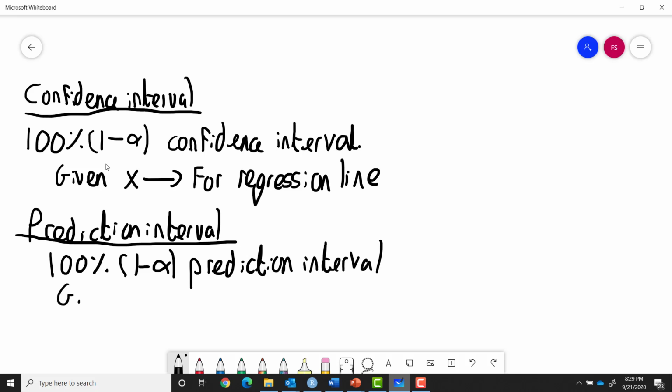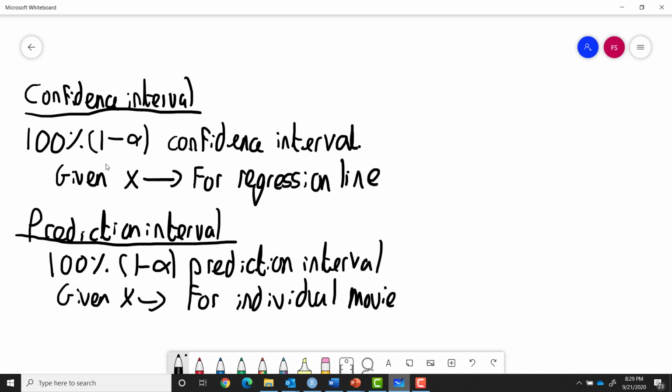So, given x, this gives a prediction for the individual movies. Say if we have a tweet rate of 100 per hour, my confidence interval is basically that regression line, how we think that regression line varies. The prediction interval is when, say for example alpha equals 0.05, that would be a 95% prediction interval for how much that movie would make in the opening weekend revenue.